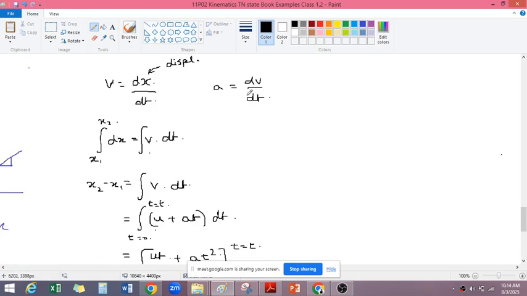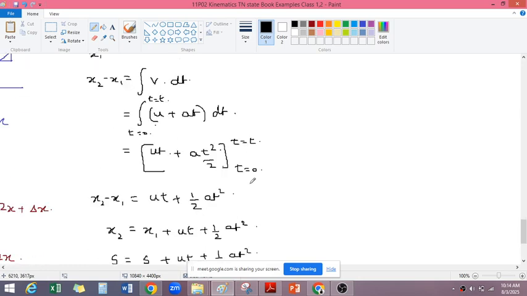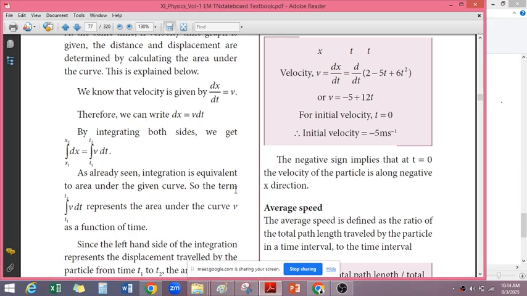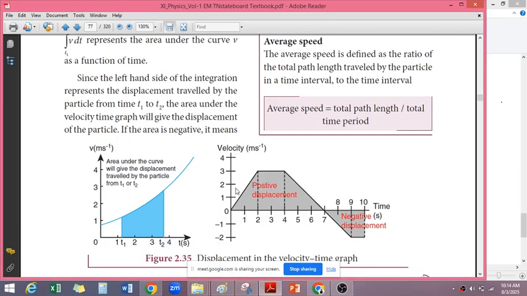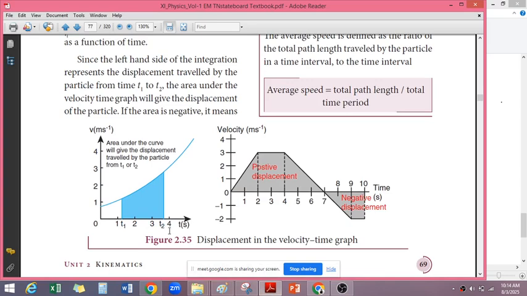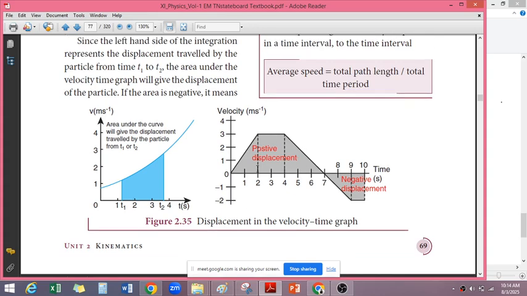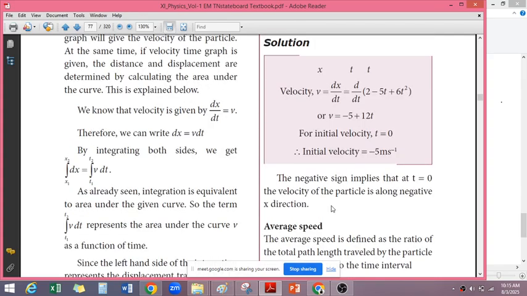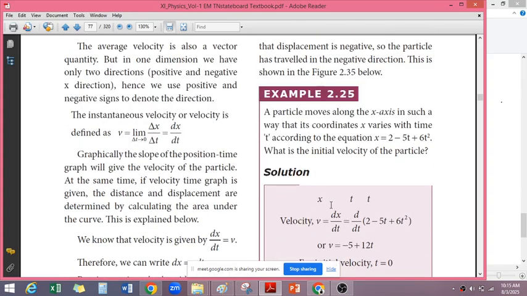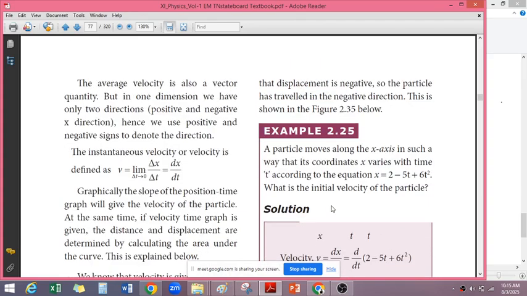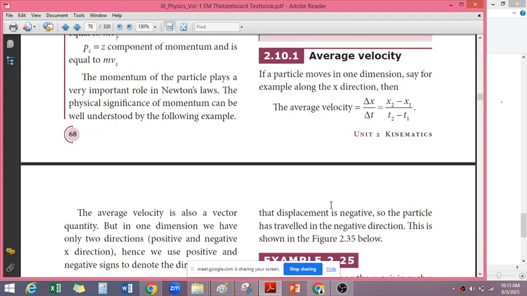So same thing you can do for acceleration. Let's see what they have done here. The area under the velocity-time graph will represent the distance covered or displacement. On this side we call it positive displacement, here we call it negative displacement. So this minus this will give me the net displacement. Again, if it is slightly confusing, don't worry about it. As we do some problems, you will understand it's just simple mathematics.